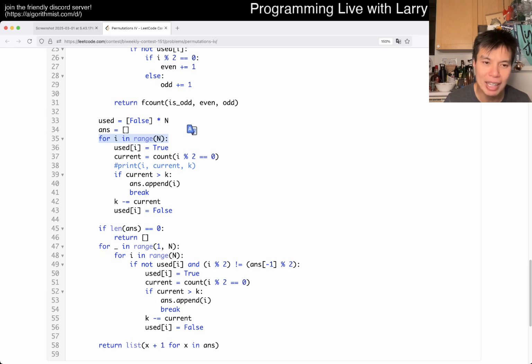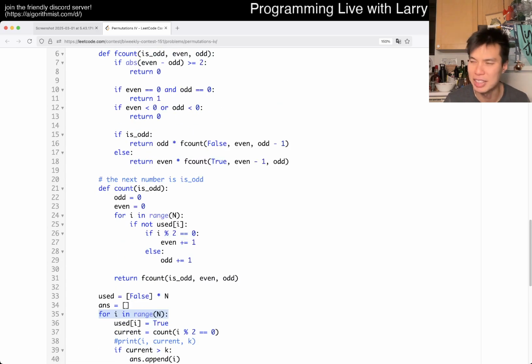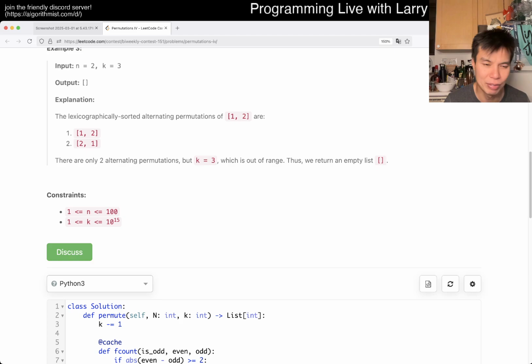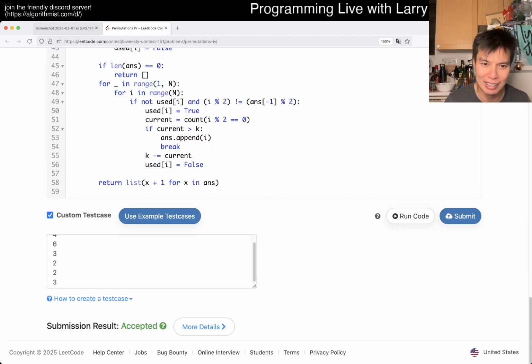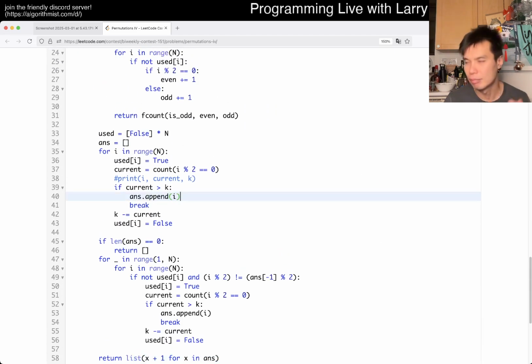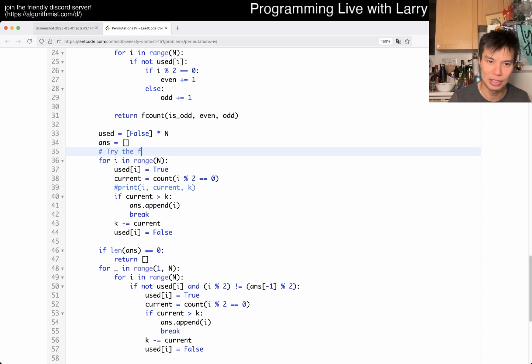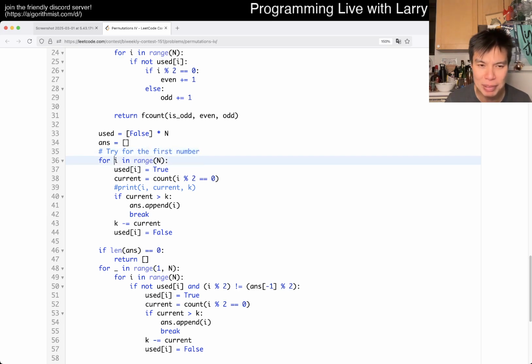So for every number, without loss of generality, we can use this as a 0 indexed thing instead of 1 indexed, and then just convert it at the end. That is why I have it here. If that part looks confusing, it's fine, right? So we brute force try the first number. We set the first number as I by marking it as used, and then we go, okay, well, if it's even, then the next number is odd, right?